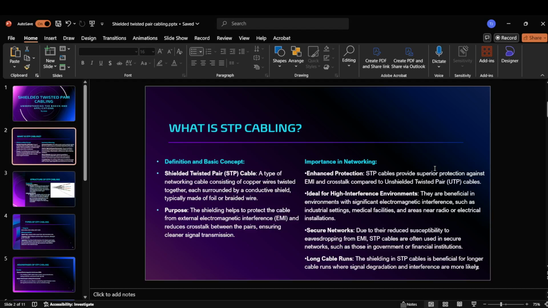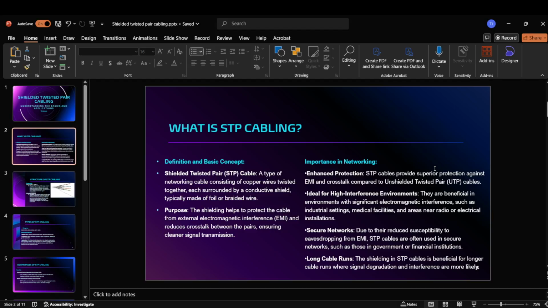STP's importance in networking is, first, STP cables provide superior protection against EMI and crosstalk compared to unshielded twisted pair cables. Another thing is they're ideal for high interference environments. They are beneficial in environments with significant electromagnetic interference, such as industry settings, medical facilities, and areas near radio electronic installations.